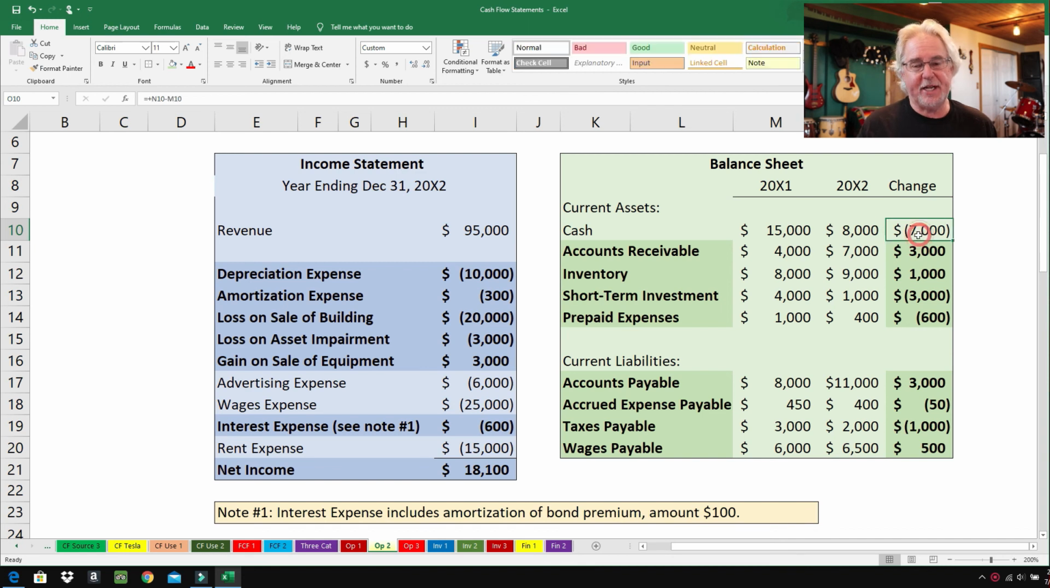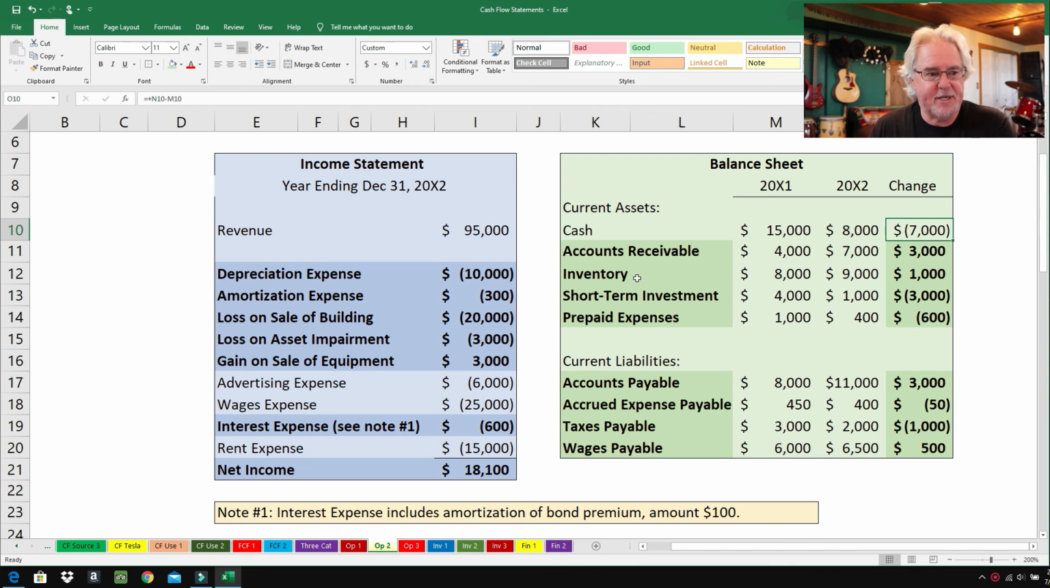So there was a change in cash of negative $7,000, and this will be reflected on our cash flow statement. So that is our answer. That is what we're shooting for. And if we can get that 7,000, we will know that we did this right. But what's going on here in operations?